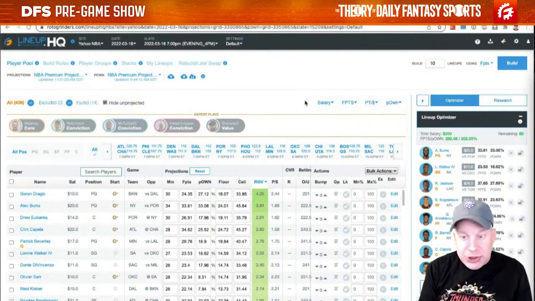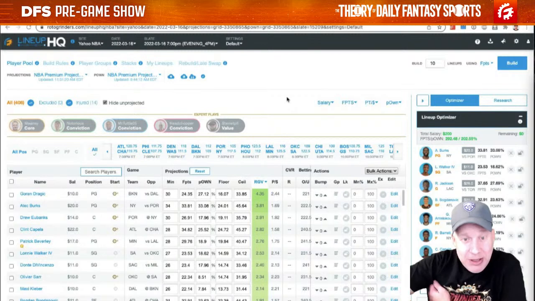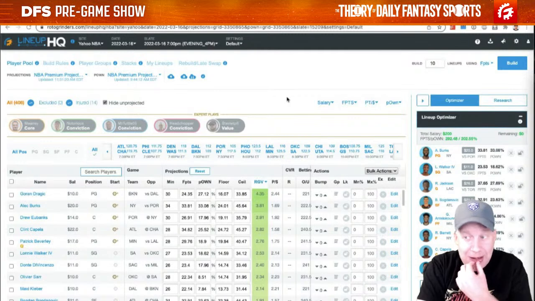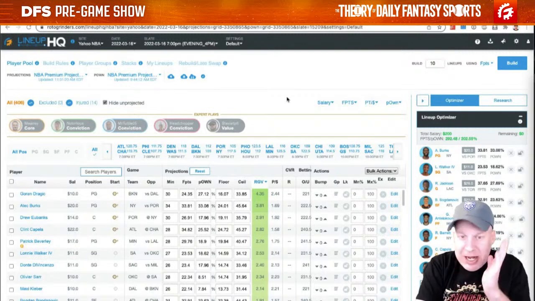You could literally show up right before the slate and just press the optimize button and play that lineup. If you did that every day for the entire season, most likely you'll make money. I did last season in NBA. I did that virtually the entire season on FanDuel and made 20 grand. Didn't have to think of anything.